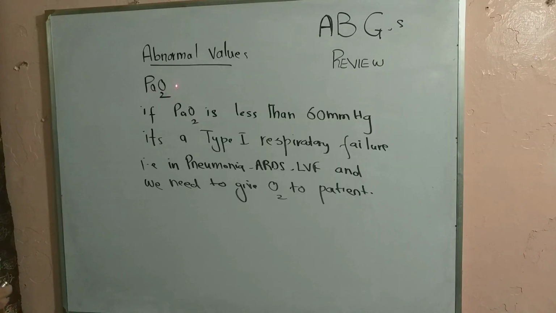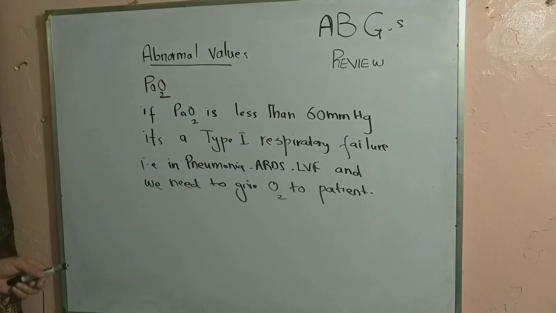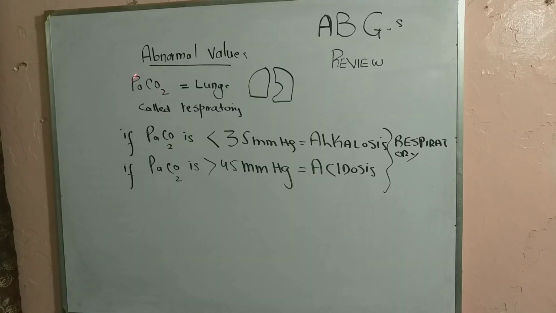If the partial pressure of oxygen is less than 60 millimeters of mercury, we call it type 1 respiratory failure, like it happens in pneumonia, acute respiratory distress syndrome, and pulmonary edema in cases of left ventricular failure. We need to give more oxygen to these patients because they are in type 1 respiratory failure. If the partial pressure of carbon dioxide is less than 35, we call it alkalosis, and if it is more than 45, we call it acidosis.